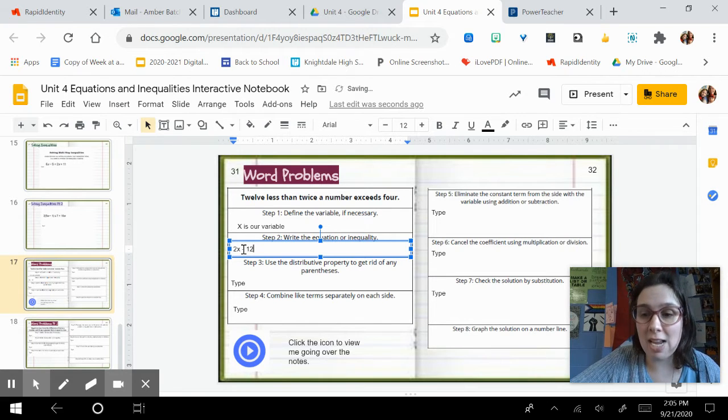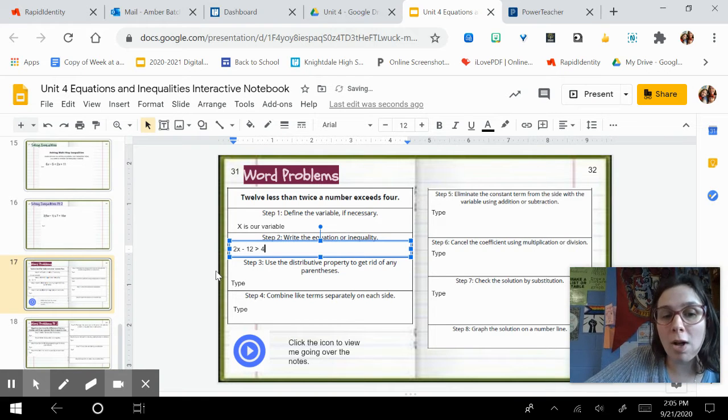Now it says exceeds. So you have to think about, okay, what inequality symbol means exceed? It means greater than, above. Okay, well, what symbol do we use for that? Greater than symbol. So I'm going to use greater than 4, because it says exceeds 4. So here we go, 2x minus 12 greater than 4.